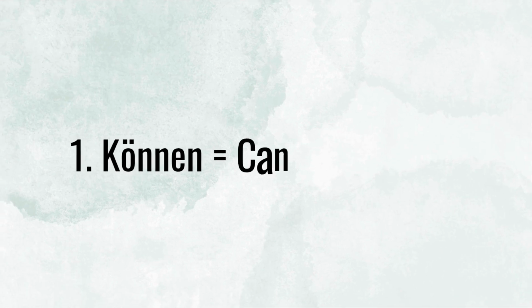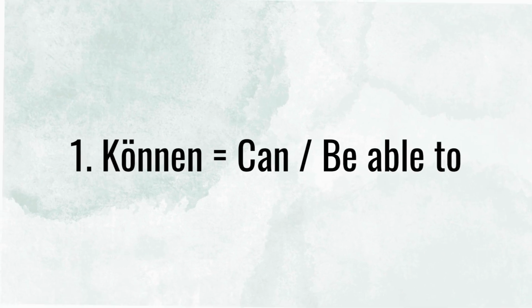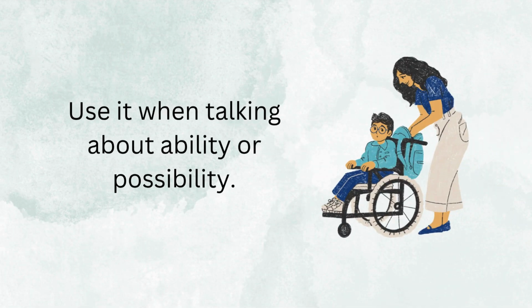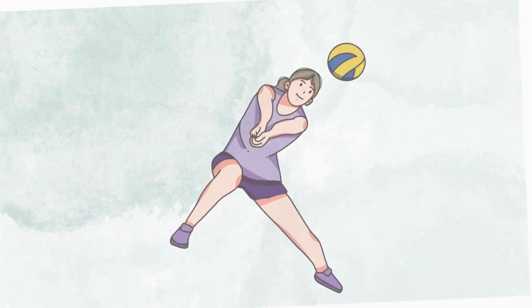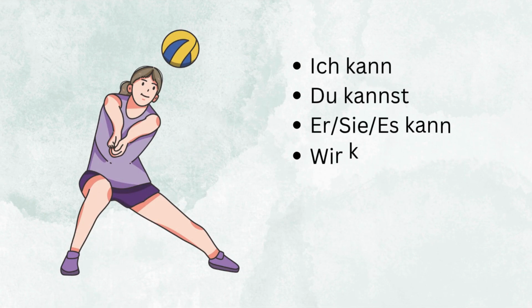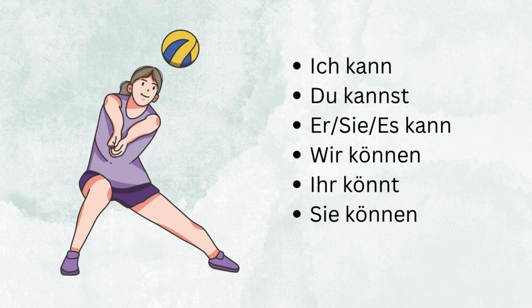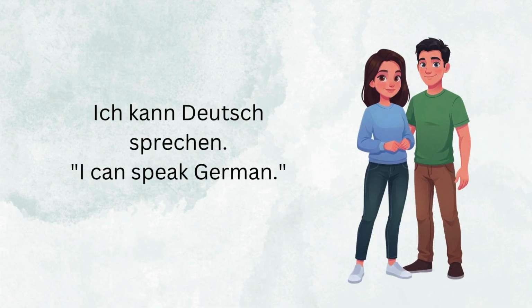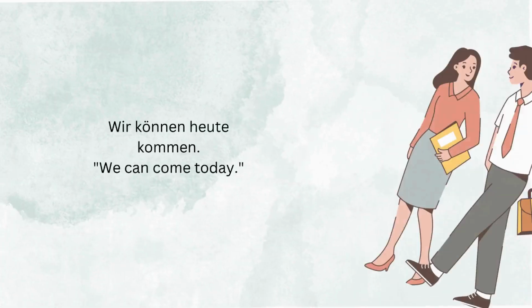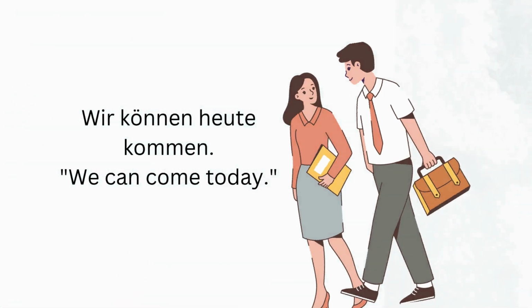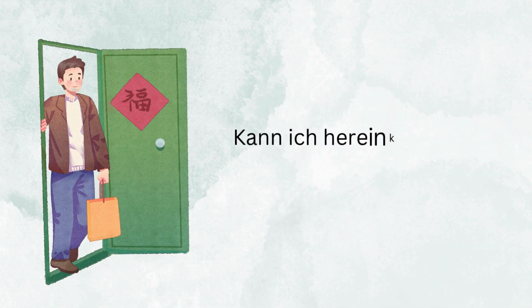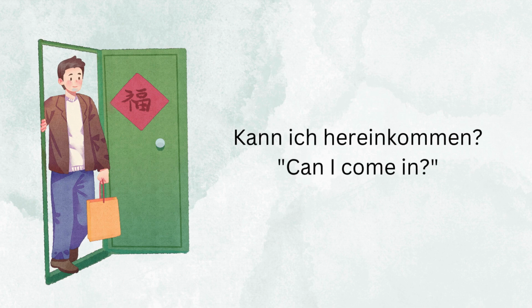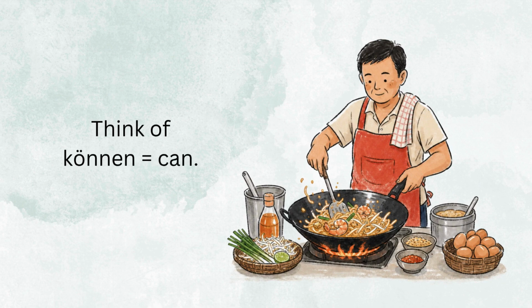Können. Noch einmal, können. It means can or be able to. This is probably the most useful modal verb. Use it when talking about ability or possibility. Present form. Ich kann, du kannst, er, sie, es kann. Wir können, ihr könnt, sie können. Examples. Ich kann Deutsch sprechen. I can speak German. Wir können heute kommen. We can come today. You can also use it for permission in casual conversations. Kann ich hereinkommen? Can I come in? Think of Können equals can.